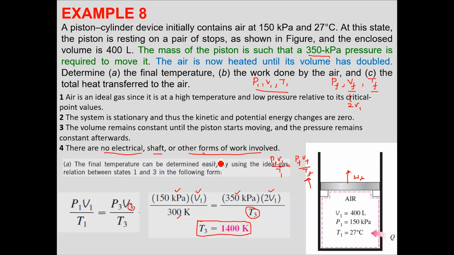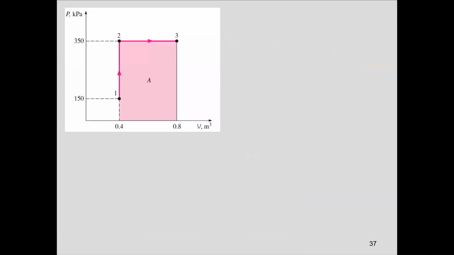Now, moving on, let us have a look at the PV diagram. This is the process diagram, or PV diagram, for the statement that has been defined for you. Your initial condition was where your initial pressure was 150 kilopascal and your volume was 0.4 meter cube. In order for the piston to move, you had to supply some heat and raise the pressure from 150 kilopascal to 350 kilopascal.